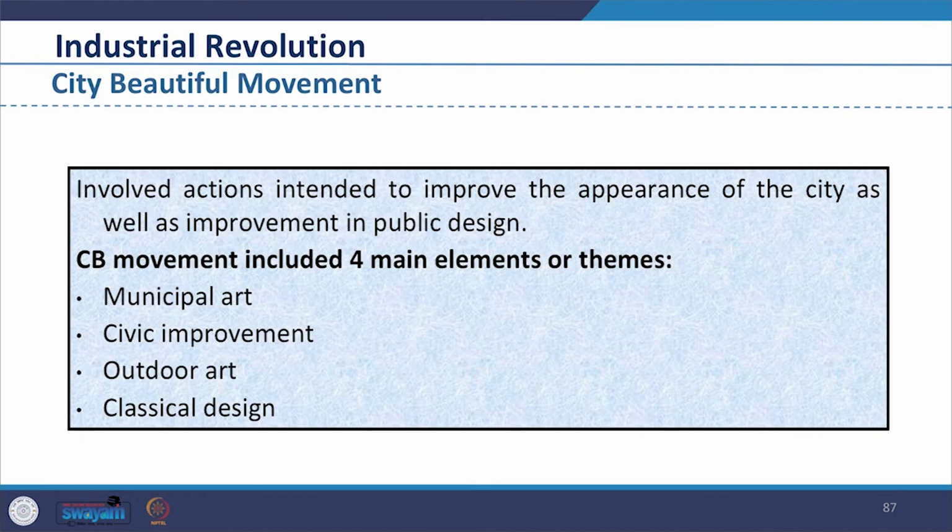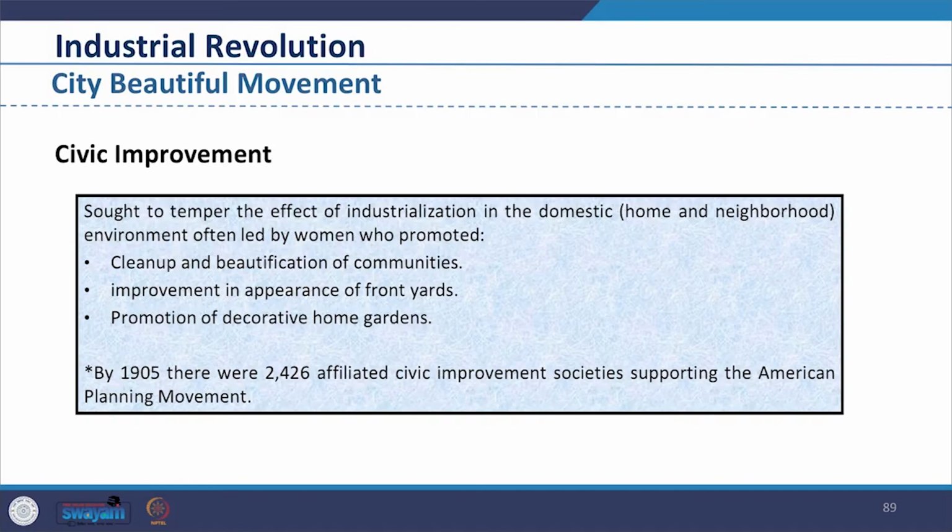We see that the City Beautiful movement included four main elements: municipal art, civic improvement, outdoor art, and classical design. Civic improvement was brought in to temper the effect of industrialization on the domestic home and neighborhood environment. This was often led by women who promoted cleanup and beautification of communities, improvement in the appearance of front yards, and promotion of decorative home gardens. So we see that even the places where people live were getting beautified in this period.